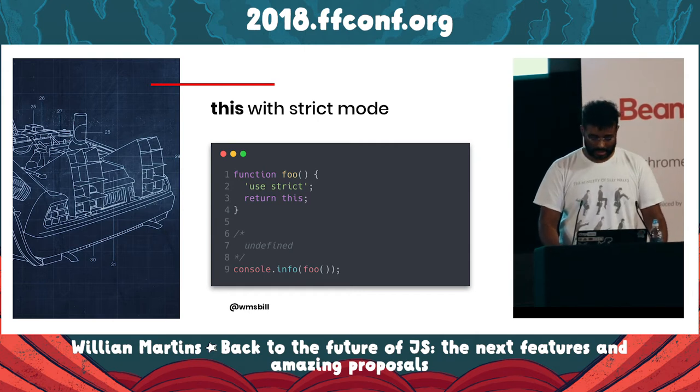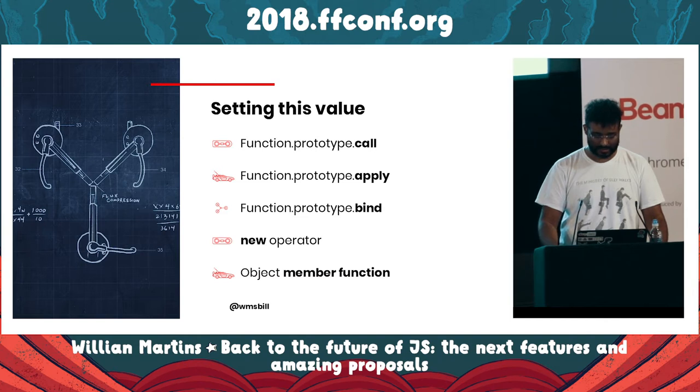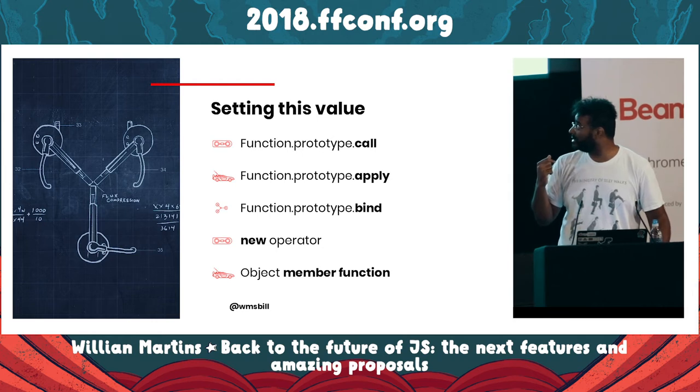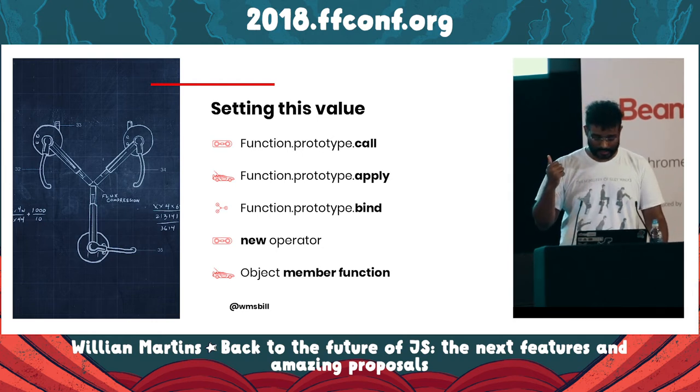So I can show you some examples of how to set the value of this inside a function. You have these three first on the function prototype chain: call and apply are kind of similar, just the parameters that you pass are different. Function prototype bind returns a new function permanently bound to the first parameter, which is the context. And then we have the new operator that we just spoke about. And whenever you assign the function as an object member, it carries the outer object as this.